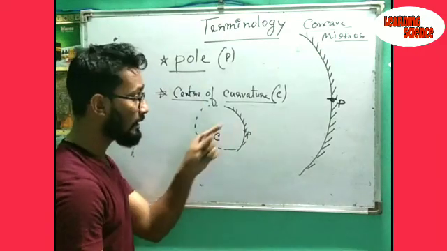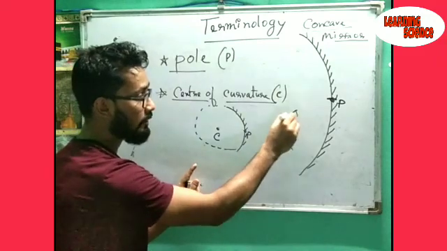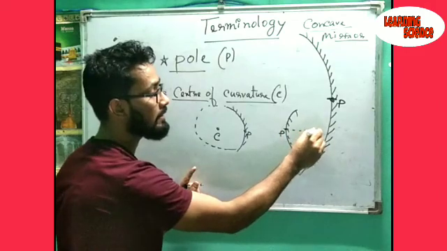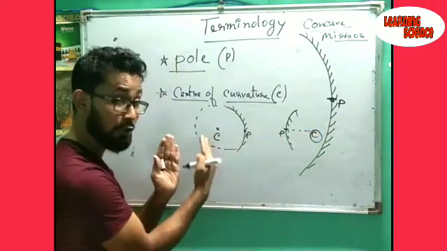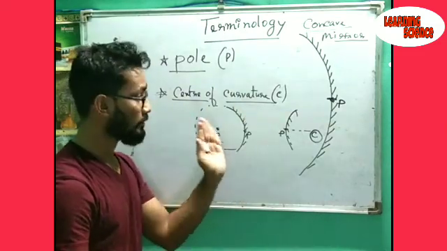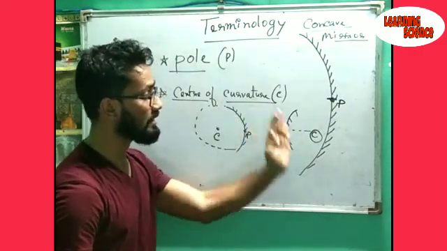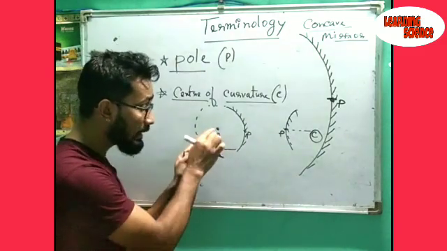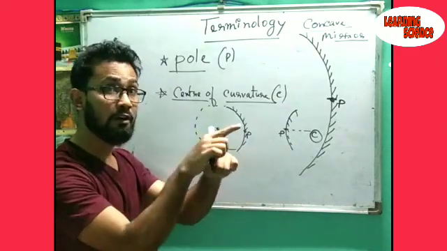For a concave mirror, the center of curvature is at the front of the mirror. For the convex mirror, this is our P, the center of curvature is behind the mirror. This is very important. For concave, the center of curvature is in front of the mirror, but for convex, the center of curvature is behind the mirror. Now what I am telling next is, the center of curvature is not a part of the mirror. It is the part of the sphere.